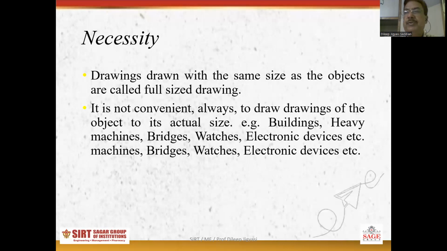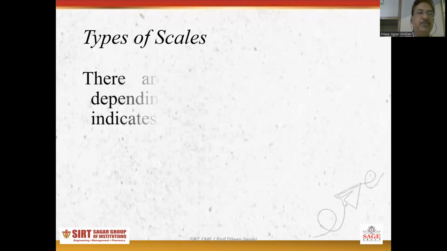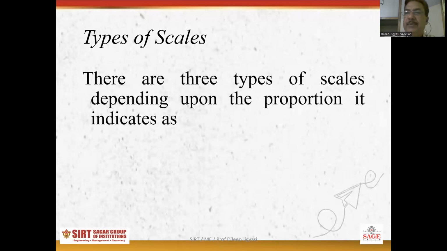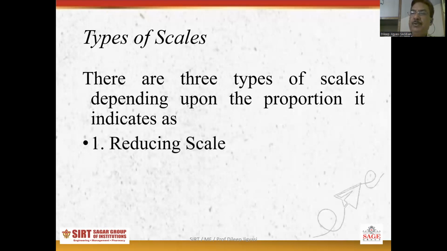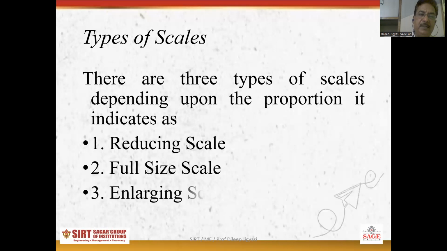So what we will do is reduce the length of the object for the drawing. There are different types of scales. There are three types of scales, depending on the proportion. The first is the reducing scale, in which we reduce the length of the object. The second is the full size scale, and the third is the enlarging scale. Simply by the name you can understand that in reducing we are reducing the length, in enlarging we are enlarging the length, and full size means we are drawing at the actual size.